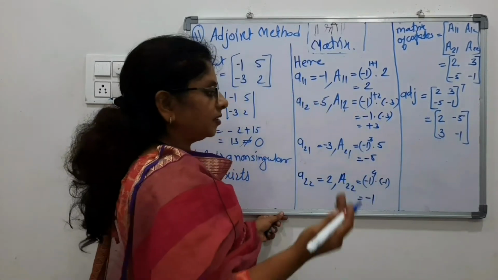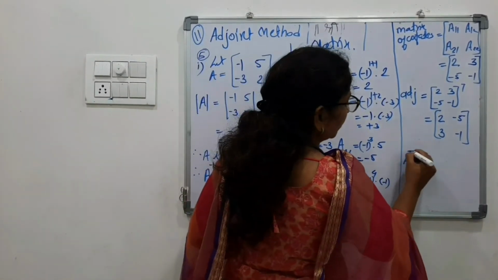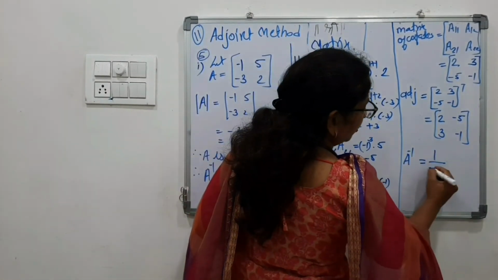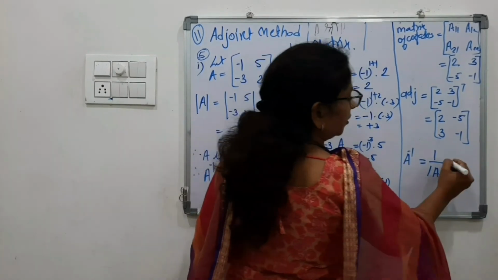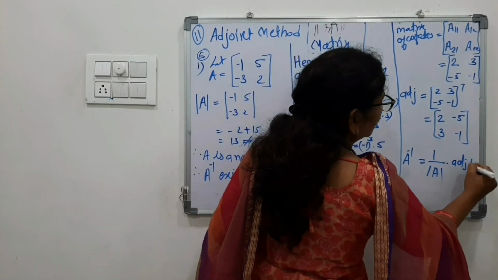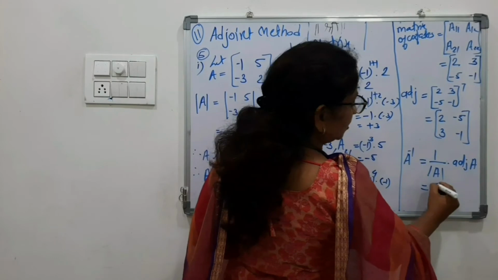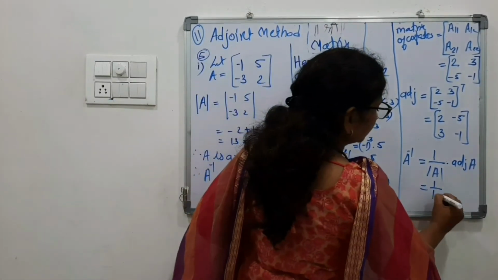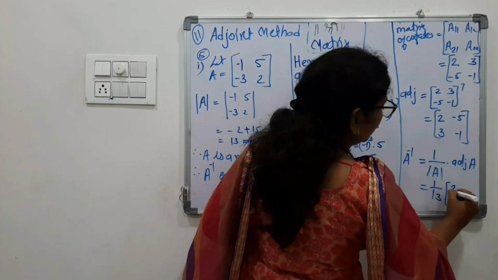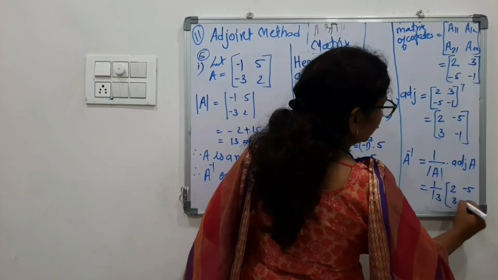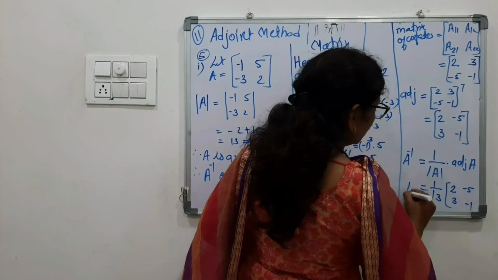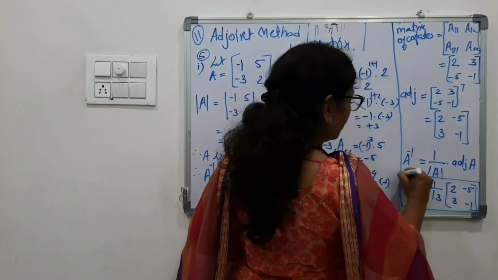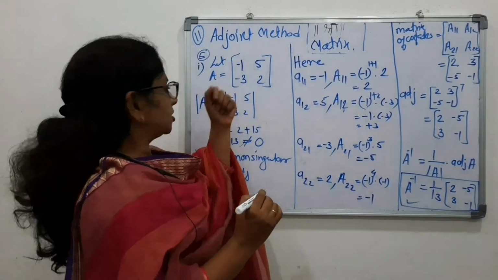And finally, inverse of A. By the definition of inverse of A, 1 upon determinant of A into adjoint of A. So what is that? 1 upon determinant of A we have already found, that is 30. And adjoint is 2, minus 5, 3, minus 1. So this is your A inverse. This is your A inverse of this matrix.